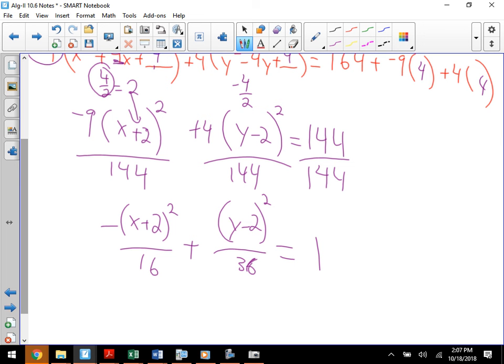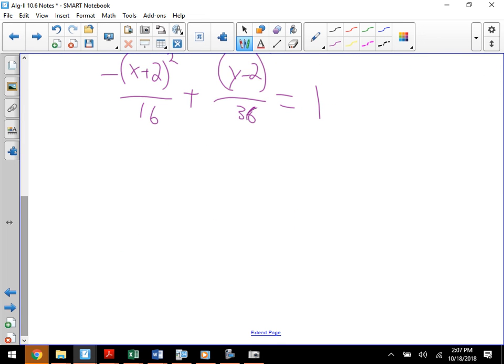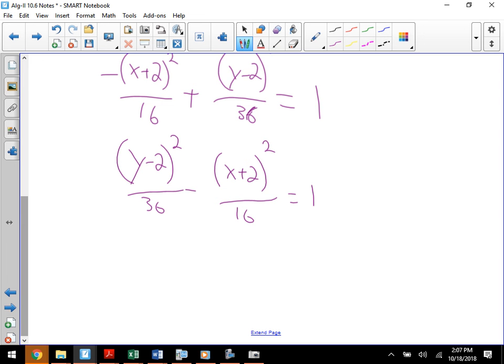But that doesn't look like anything we've done, does it? Exactly. Flip them. So is this a hyperbola? It's a hyperbola. Very good. It's a hyperbola with the y squared first, which means which way does it go? Up and down.